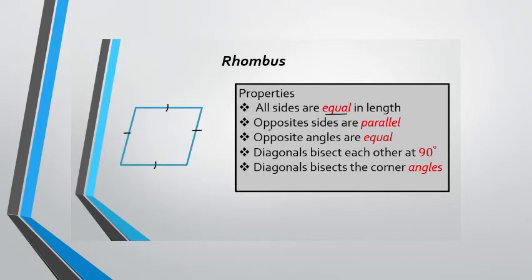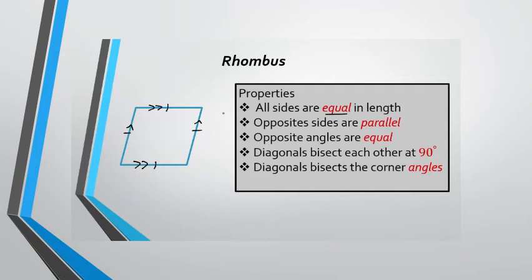The next property, opposite sides are parallel. That means that side, opposite, parallel, both of them. That one and that one, parallel. Both opposite sides are parallel.